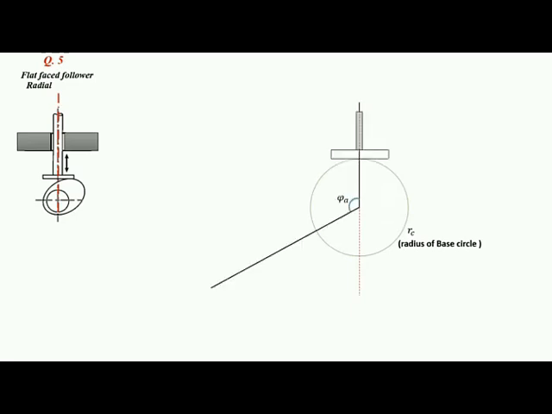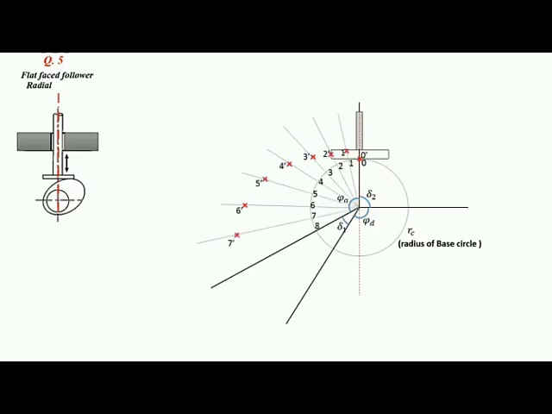Now we'll divide this base circle in different angles like phi A, delta 1, phi D and delta 2, and we'll divide this angle of ascent in 8 equal parts from 0 to 8. After then we'll draw lines starting from the center point passing through each point, and we'll mark the displacement points on each line. And next we'll draw the face of the follower on each point, and the final cam profile will be tangent to all faces. So this is the cam profile. Like this we will complete this numerical.